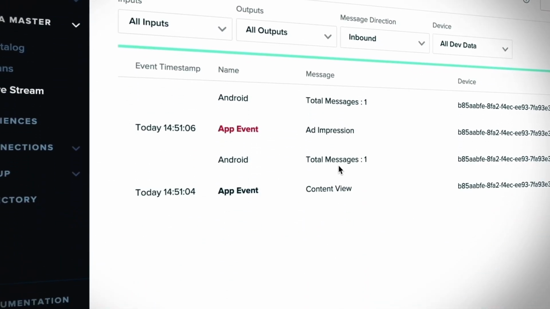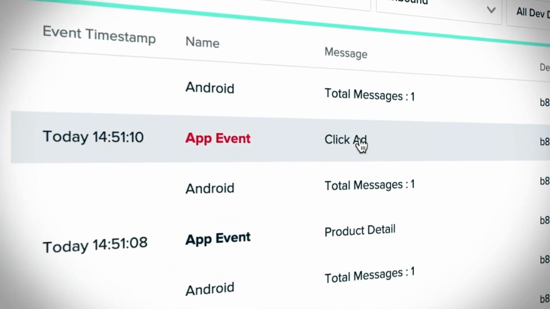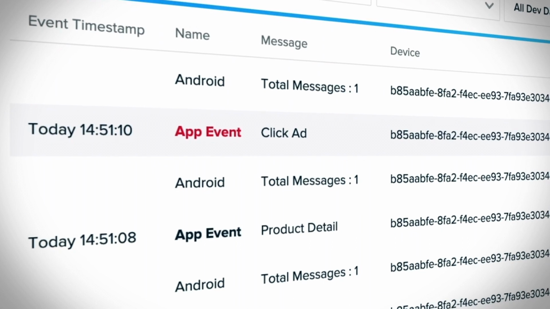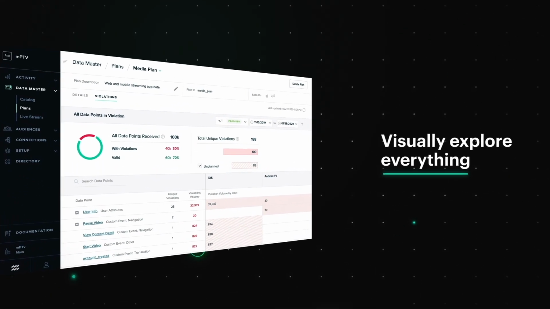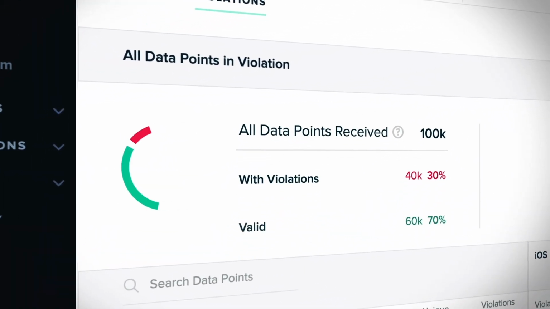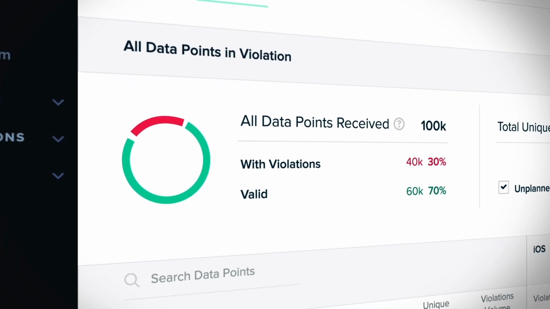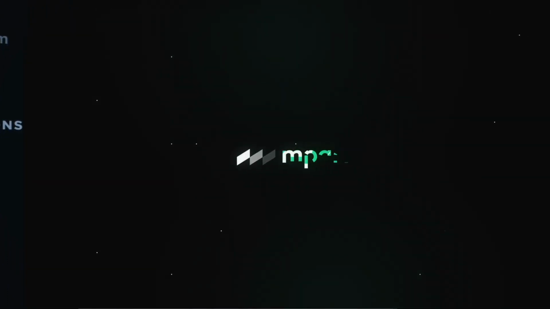Data Master automatically validates your data against your plans, reducing human error and ensuring data quality at all times. Visually explore everything about your customer data, including the data source type, business terms, even errors, in the one place with detailed data validation and schema violation statistics.